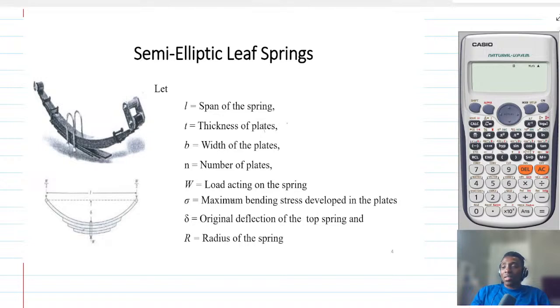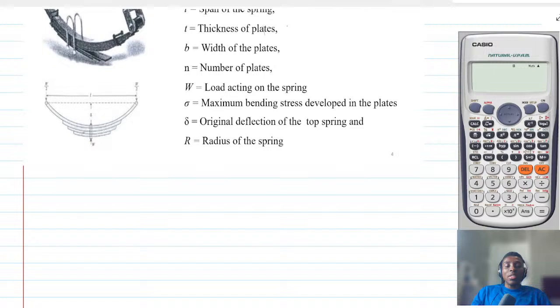But let me give you a hint. If you want to treat leaf springs, treat them as a simply supported beam, which has a load and some kind of reaction support at the end. If you have something like this, treat it as a simply supported beam. The rest is just using the formulas to solve questions. That's all.